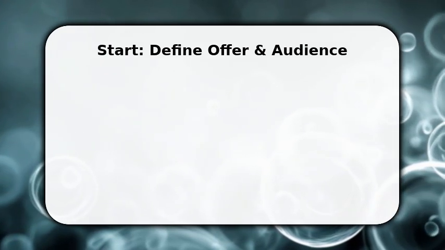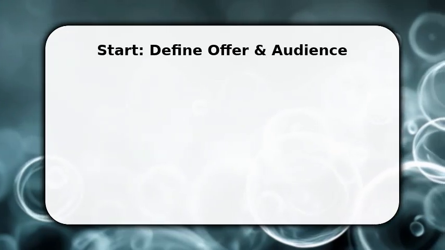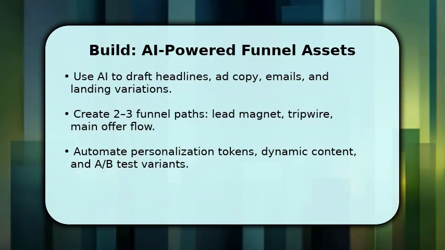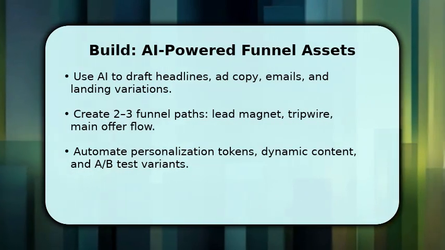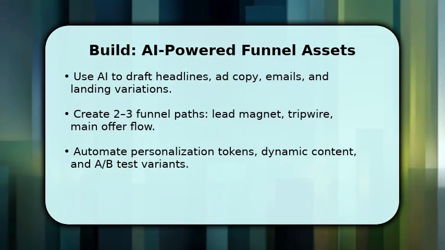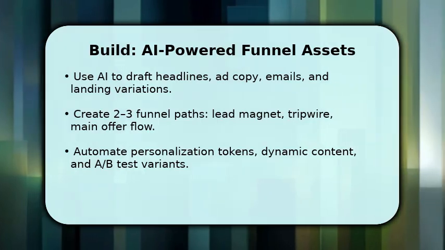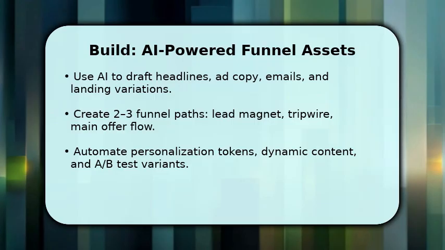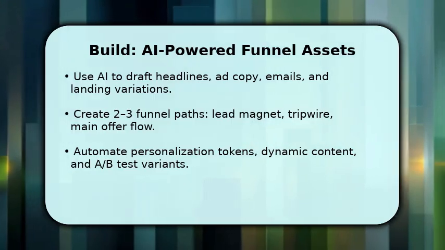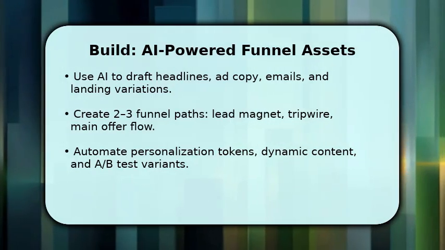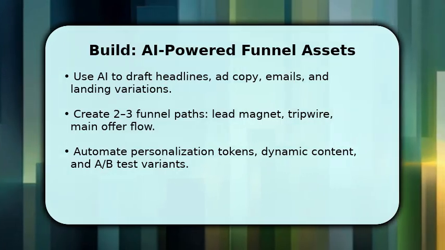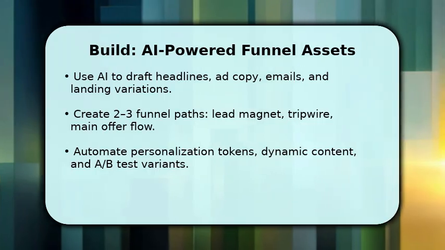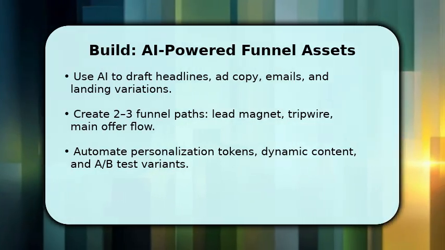Now you construct the funnel using AI to generate and iterate assets quickly. Feed the model your offer, audience segments, and KPIs, then produce headlines, ad copy, email sequences, and multiple landing page variants. Once content exists, assemble 2 to 3 funnel paths, lead magnet into tripwire into core offer, and wire them in your automation platform. Make sure to implement personalization tokens and dynamic blocks so AI can tailor messaging.